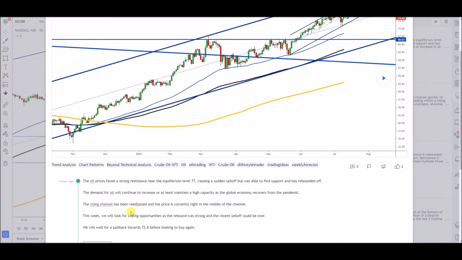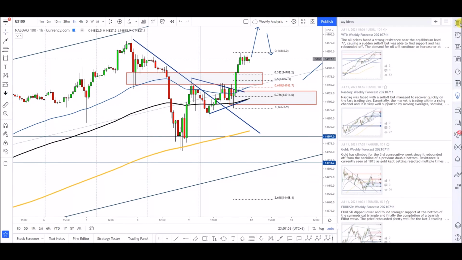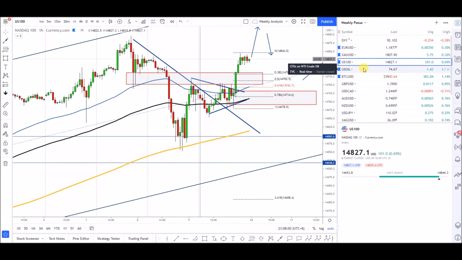Right, so this week we will look for buying opportunities, as the rebound was strong and the recent sell-off could be over as well. So we will wait for a pullback towards 72.8 before looking to buy again. So let's go to the US oil. So let's go to the WTI charts here.